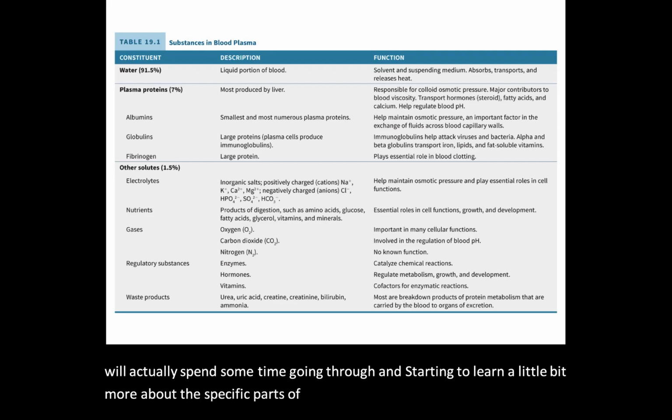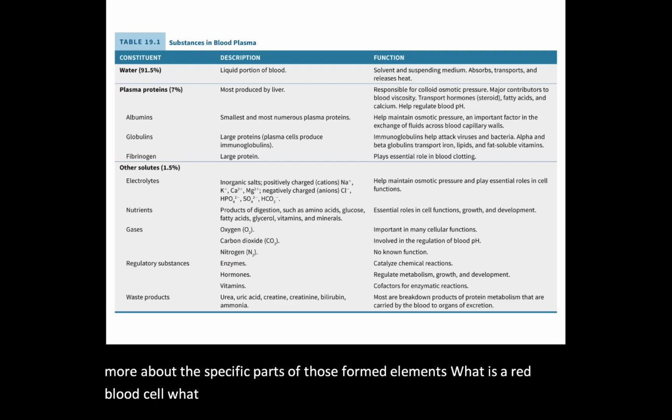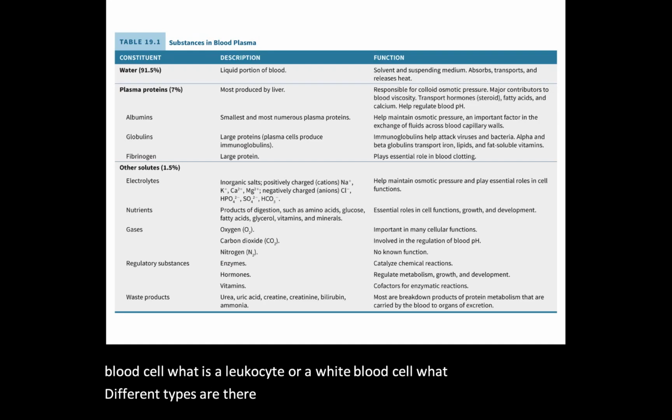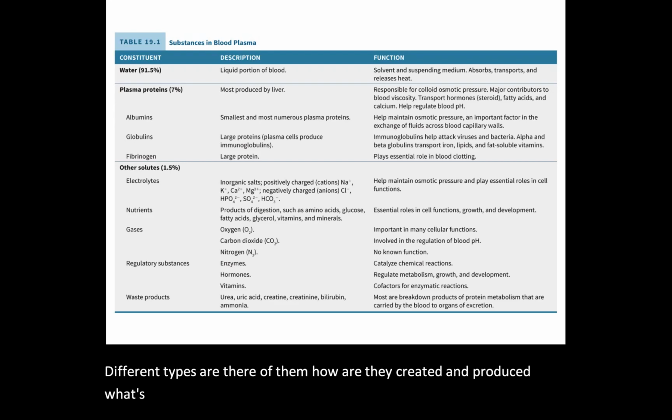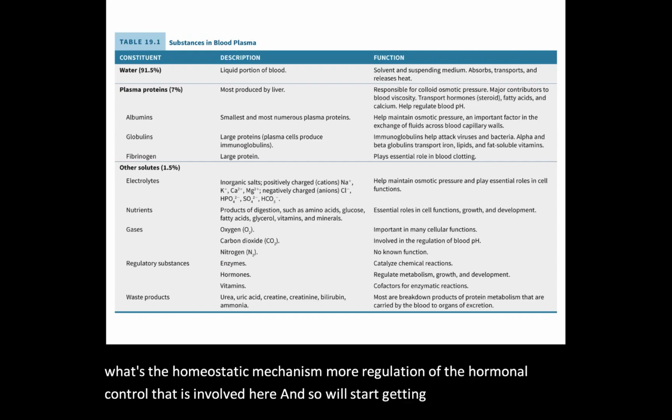What is a red blood cell? What is a leukocyte or a white blood cell? What different types are there of them? How are they created and produced? What's the homeostatic mechanism or regulation of the hormonal control that is involved here? And so we'll start getting into all of that on video 2.